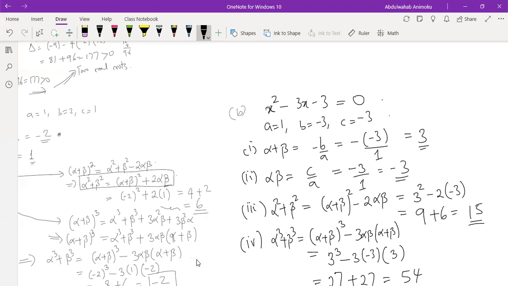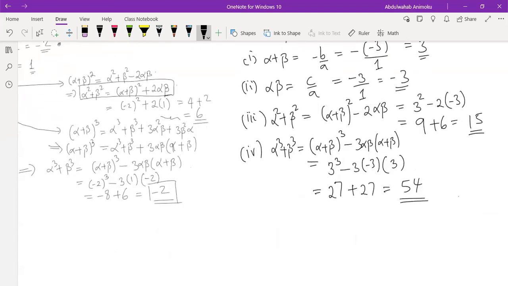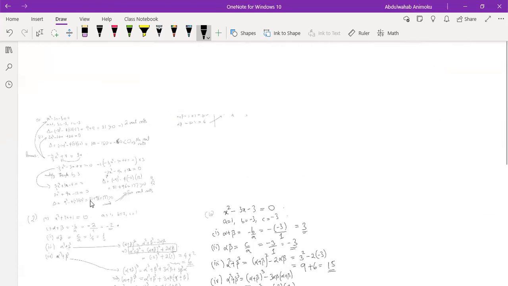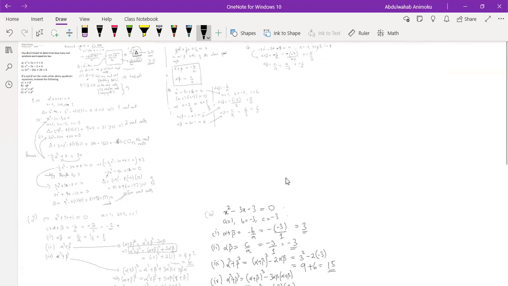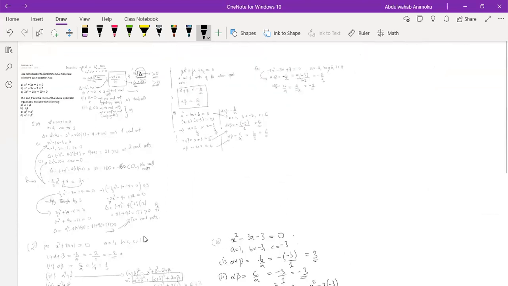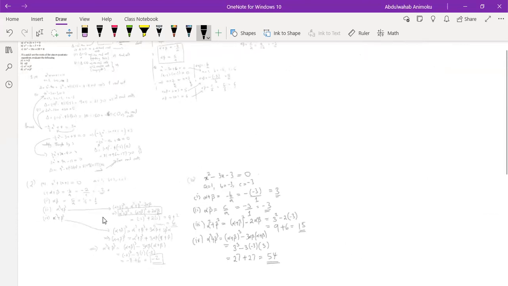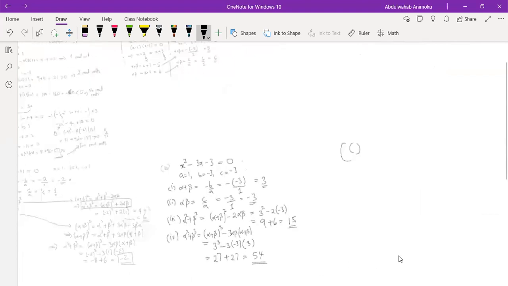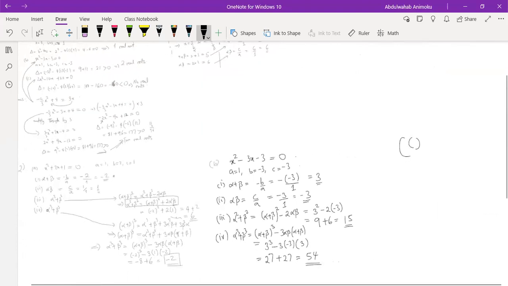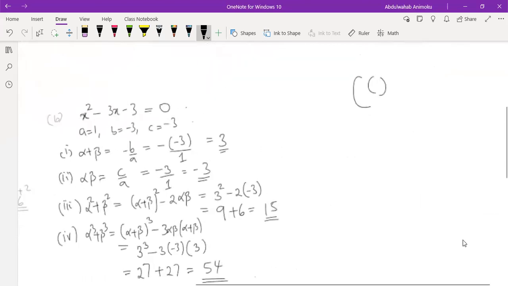Now let's move to the last problem. And what is that last problem? It says 2x squared minus 10x plus 20, right? I think that's what I have. 2x squared minus 10x plus 20. So let's move to this side.